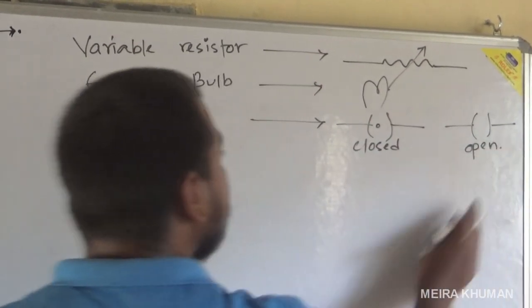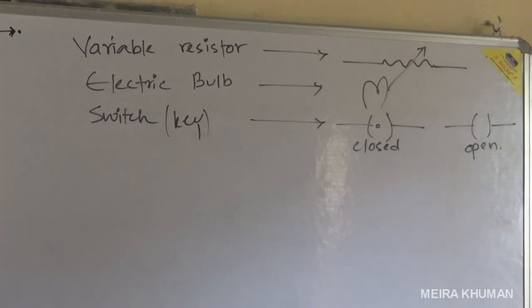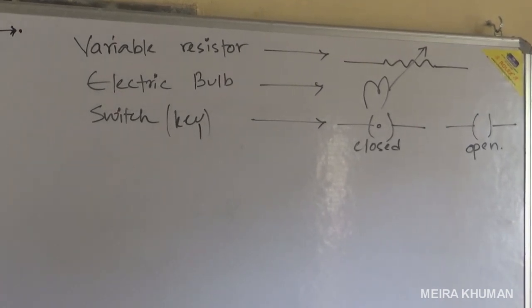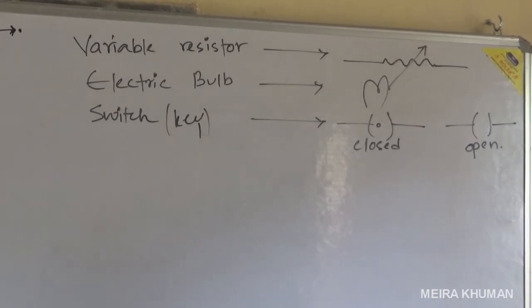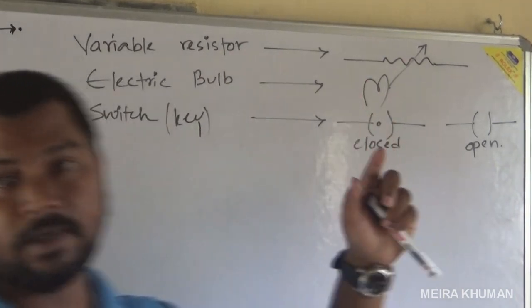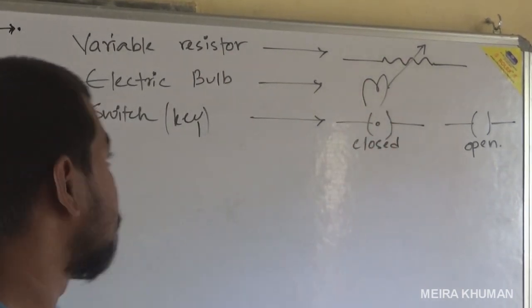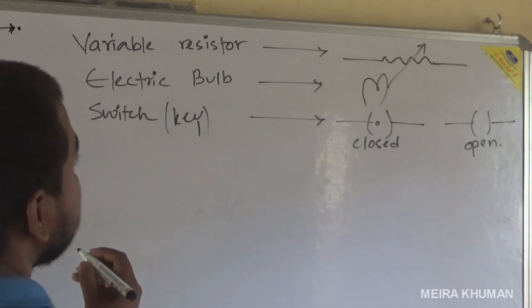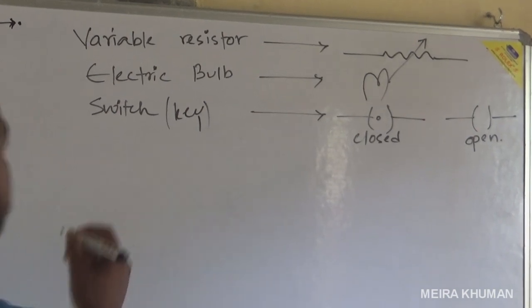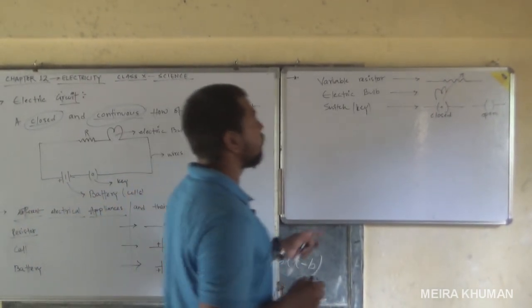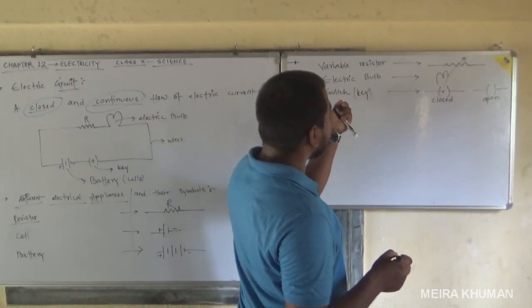Open means when there is no flow of electric current, that sort of electric circuit is called open. And what is closed? When there is a flow of electric current across that particular circuit. Clear? So further moving with components, we have seen electric cell, electric battery, variable resistor, electric bulb, electric switch.